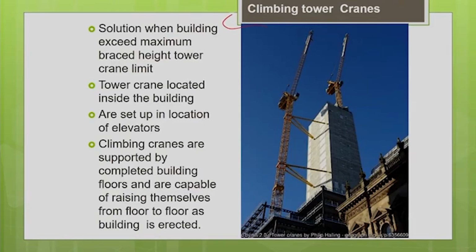Say for example, you need a tower crane for a structure which is greater than 300 meter. In that case, what is the option available? There are certain special cranes called climbing tower cranes, which can grow along with the structure. These cranes are generally shorter, but they grow along with the structure. Basically, what these climbing tower cranes do is take support from the actual structure which you are going to construct.